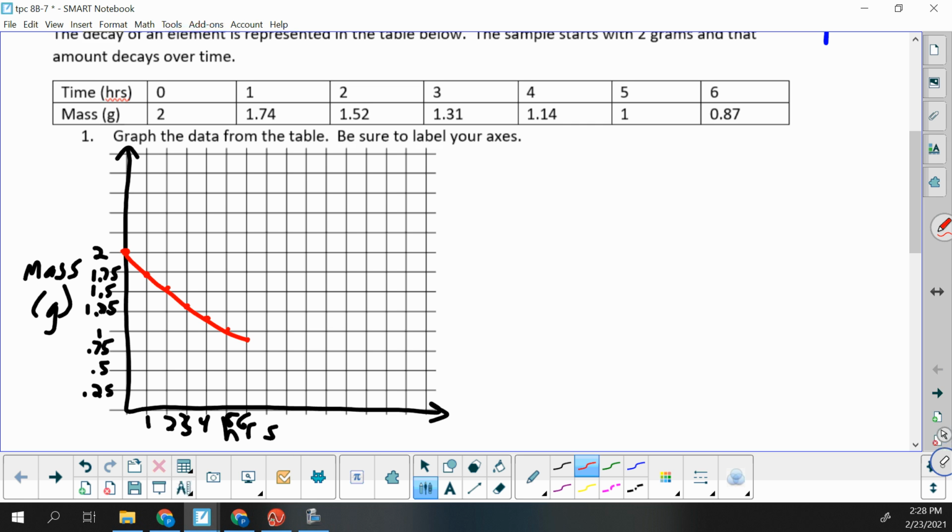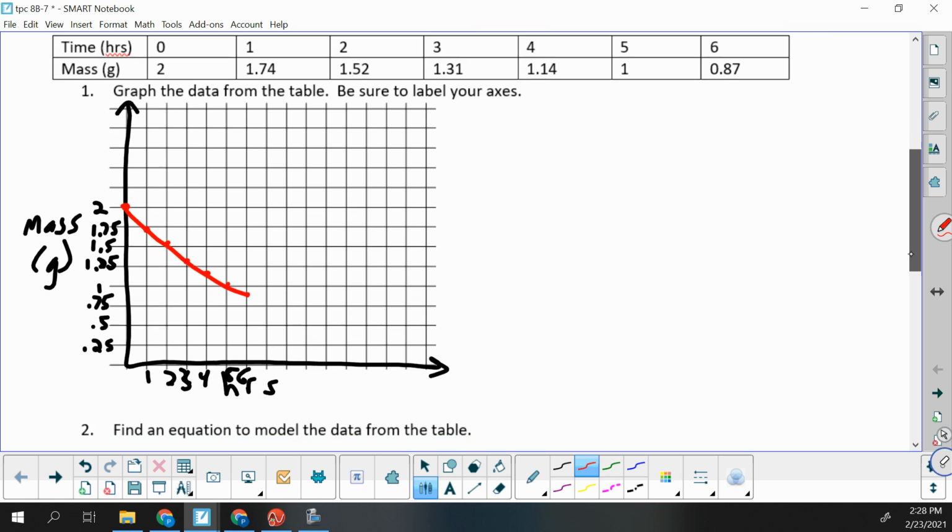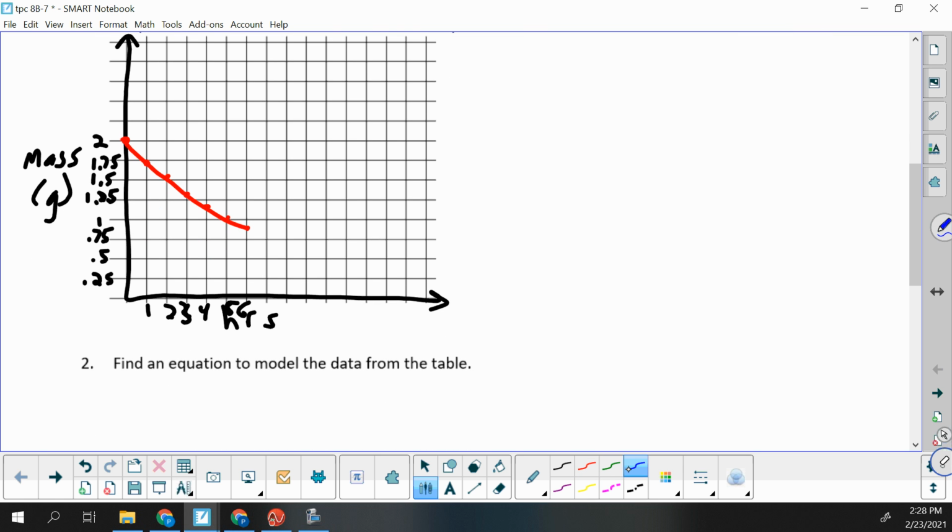So from the graph, it appears to not be linear. It's got some curve to it, so it appears to be exponential. So down in part 2, we want a model, so we need to think y equals a times b to the x.